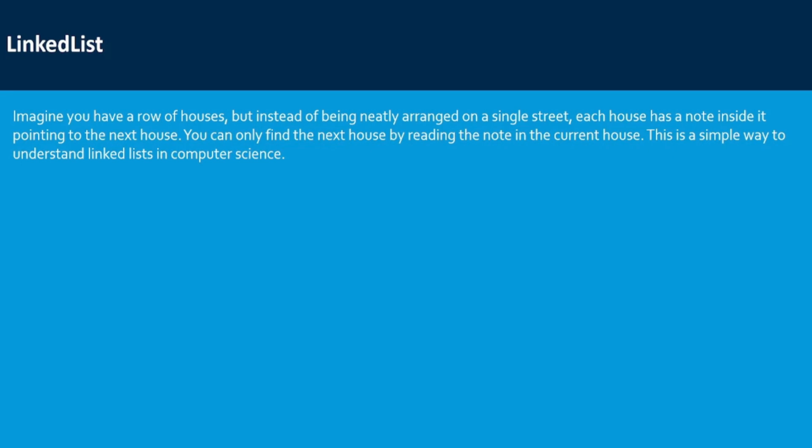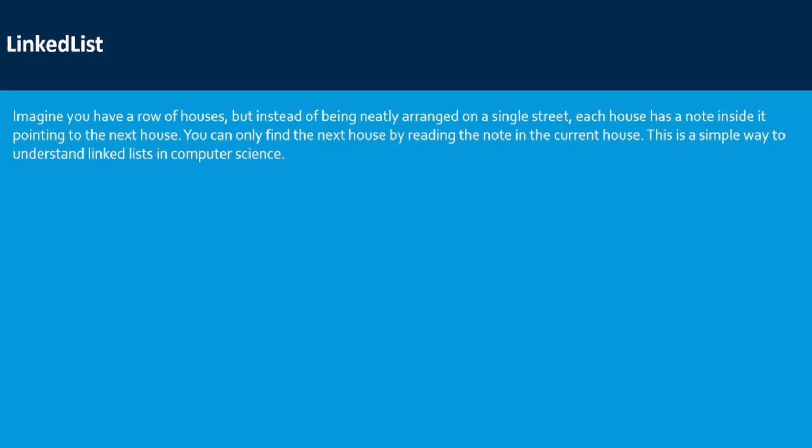Imagine you have a row of houses, but instead of being neatly arranged on a single street, each house has a note inside it pointing to the next house, which is not practical in real life. But if we take this case, you can only find the next house by reading the note in the current house. This is a simple way to understand a linked list in computer science. You can repeat it in your mind and just go through these lines.